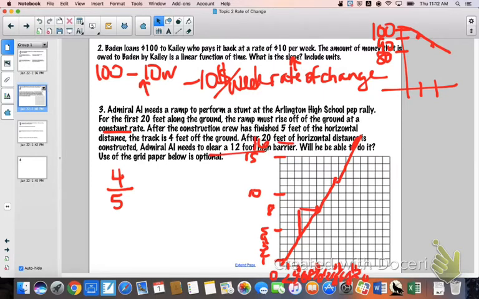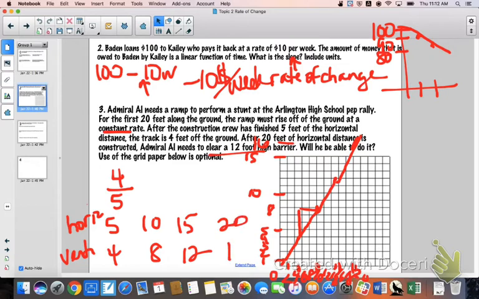So will he be able to clear a 12-foot high barrier? Yeah. Okay. Because for each 5 you go over, the first 5 of horizontal distance, you went up 4, and this is vertical. So the next 5 of horizontal, you go up another 4. The next 5, you'd go up another 4. And the next 5, you'd go up another 4. So after 20 feet, yes, you're at 16 feet high. So he'll be able to clear it.